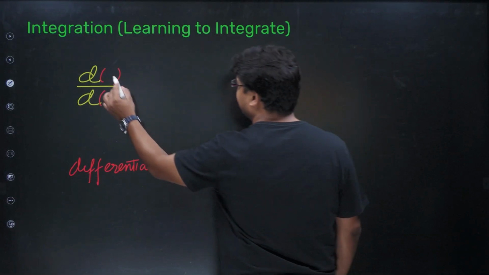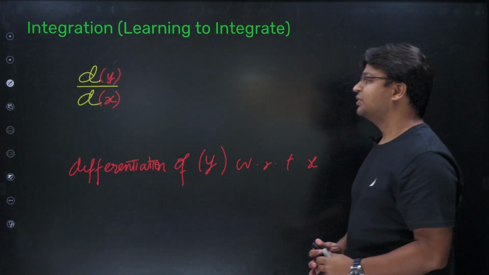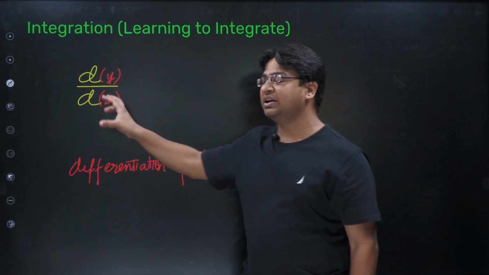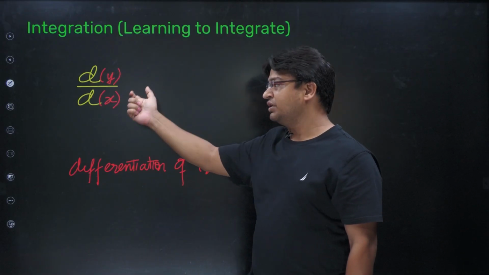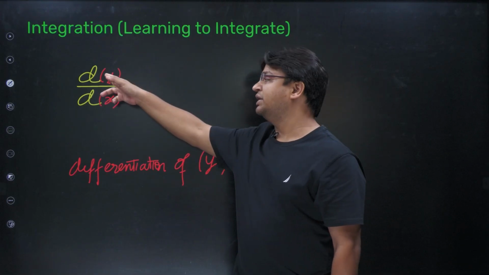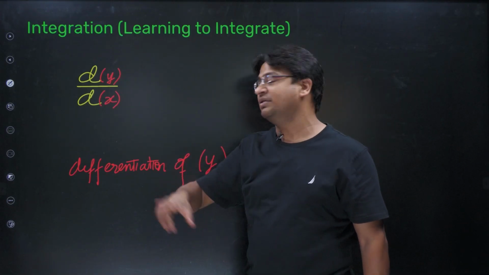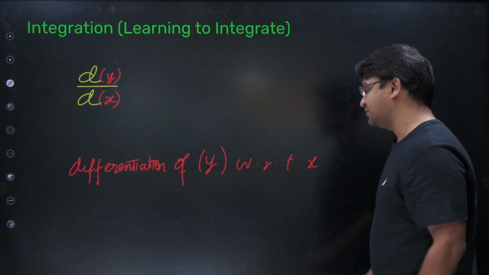If I write a y here, we differentiate y with respect to x. So the symbol involves two D's, and then it involves two parameters, y and x. Whatever you are writing in the denominator, you are differentiating with respect to that. Whatever you are writing in the numerator, you are differentiating that entity with respect to what you have written in the denominator. This is the symbol for differentiation.